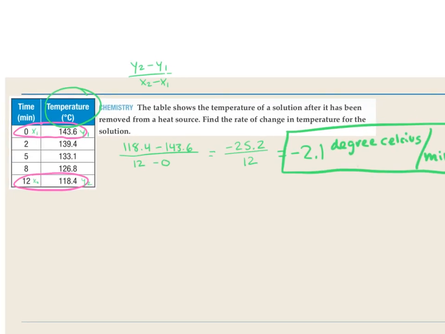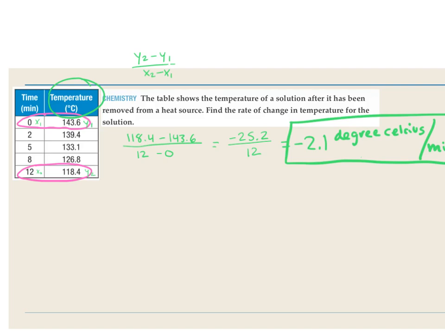An easy way to think about it when trying to determine what your unit would be, on top here we have degrees Celsius. On bottom we have time, which is minutes. So it would be Celsius per minute. So degrees Celsius per minute. So you just have to think what's on top and what's on the bottom. All right, let's go to our next example.